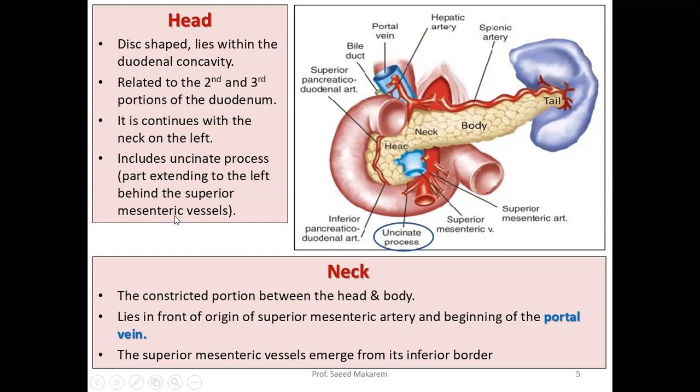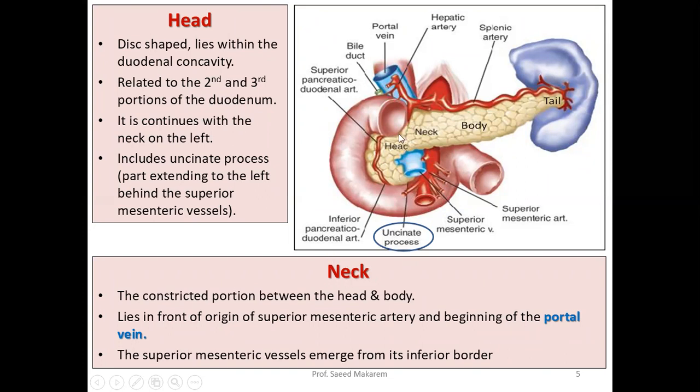So these vessels will be passing this structure. The uncinate process will be behind the superior mesenteric vein and the artery. Okay, so this is called the uncinate process. This is the head, and here below this is called the uncinate process.